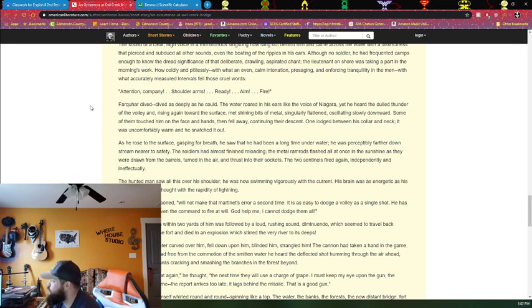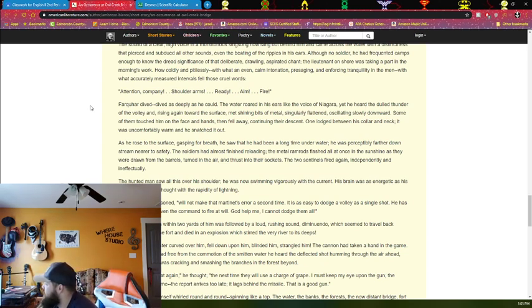Soldiers had almost finished reloading. The metal ramrods flashed all at once in the sunshine as they were drawn from the barrels, turned in the air, and thrust into their sockets. The two sentinels fired again, independently and ineffectually. The hunted man saw all this over his shoulder. He was now swimming vigorously with the current.